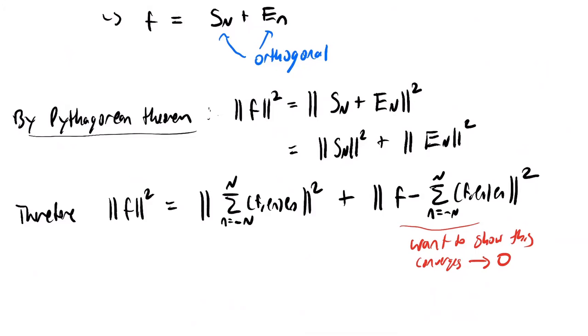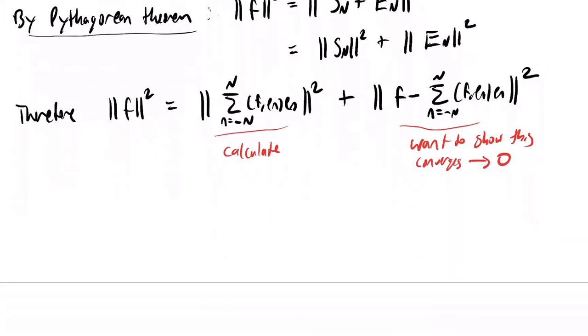And so what I want to do now is just calculate what this is equal to. Of course, we're not going to be able to use this identity to prove that the error term converges to zero, but we're going to be able to deduce from this identity a very important theorem in studying Fourier series. So I want to illustrate this now. So let's calculate this particular norm.